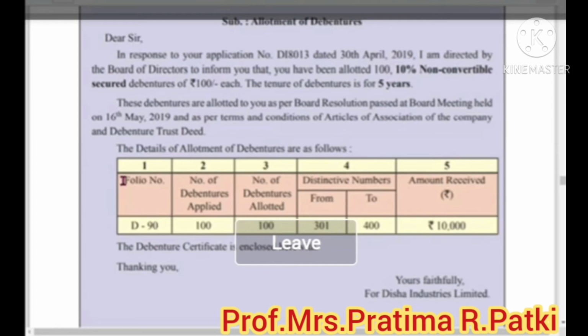Now, an easy way. Once you remember what details you have to put, like the folio number, that is the first thing. Okay, the way we write a reference number, that way the folio number. Debentures applied, debentures allotted, from this number to this number, and the total amount. So there are only 5 criteria. Okay, 1, 2, 3, 4, 5. Now how to remember this in case you forget. Now another technique is, suppose you don't know what to write in the body of the letter.